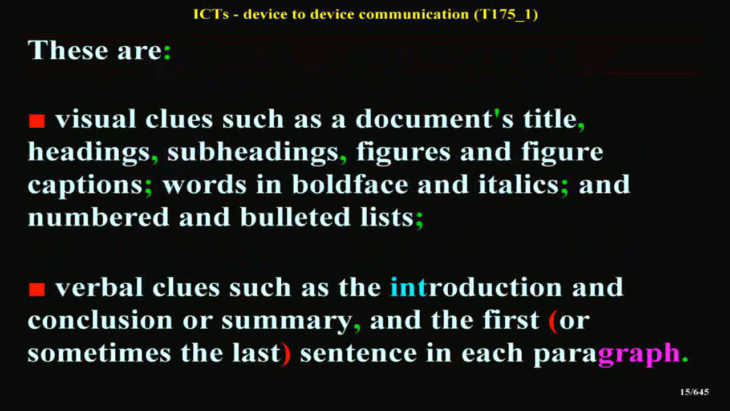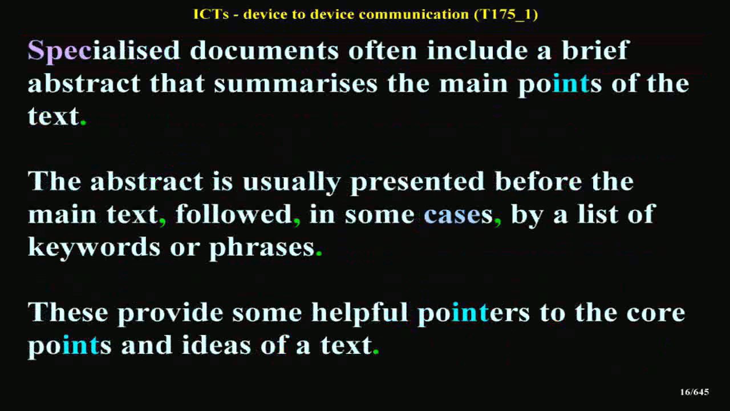Verbal clues include the introduction and conclusion or summary, and the first or sometimes the last sentence in each paragraph. Specialist documents often include a brief abstract that summarizes the main points of the text. The abstract is usually presented before the main text, followed, in some cases, by a list of keywords or phrases. These provide some helpful pointers to the core points and ideas of a text.